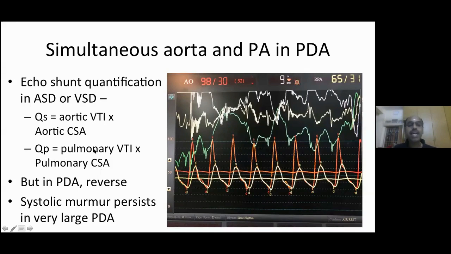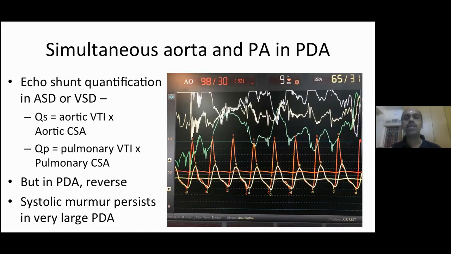But exactly it is the opposite in PDA, where it is the reverse. The QS is actually at the level of pulmonary VTI and pulmonary cross-sectional area, and QP is at the level of aortic VTI and aortic cross-sectional area. I am sure all of you clearly understand this. So now look at the hemodynamics. The QP by QS is high in a PDA with hyperkinetic PAH.